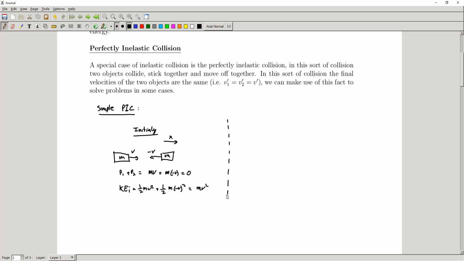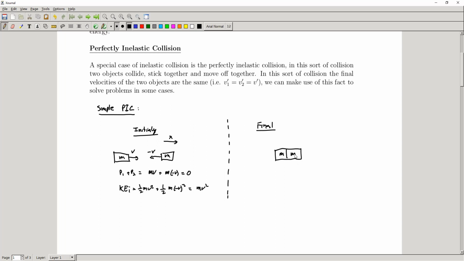What happens after the two of these collide perfectly inelastically? So our final state here. Well, both of these are going to smash into each other, and because it's a perfectly inelastic collision, they're going to stick to each other.